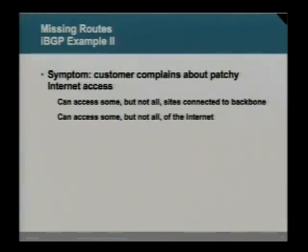Okay, the second IBGP problem can be this one. Customer complains about patchy internet access. You can access some but not all sites connected to the backbone, your own backbone. You can access some but not all of the internet. That's a classic one. They phone in and say, well, I can access this and that, but I can't access them. And then the help desk response is, oh, well, you know what the internet's like. Some days it's not very reliable.